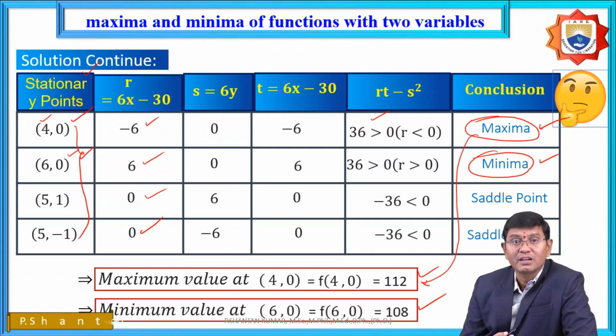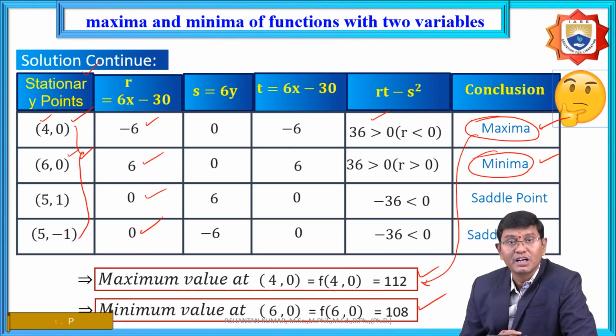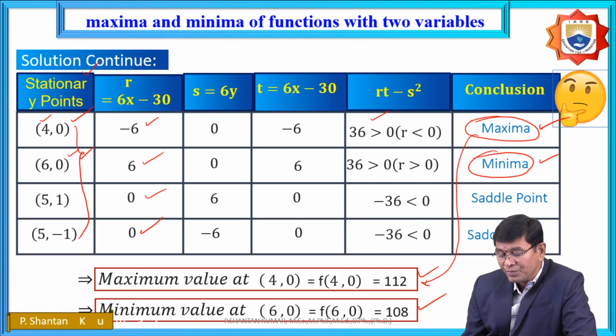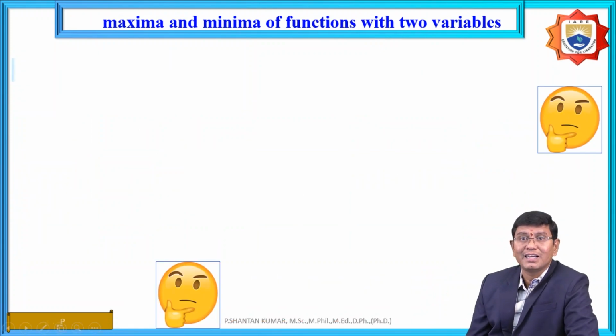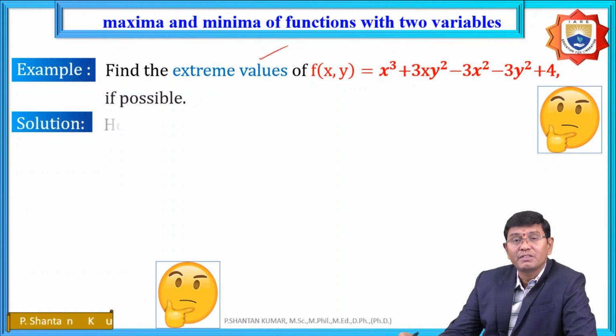Therefore, these are the steps required for finding the maxima or minima of the given function: after solving for the stationary points, and again after verifying the condition with the help of rt minus s square, we give the conclusion, and again find the values of maxima and minima. And similarly, for example, in another problem, here also find the extreme values of the given function.